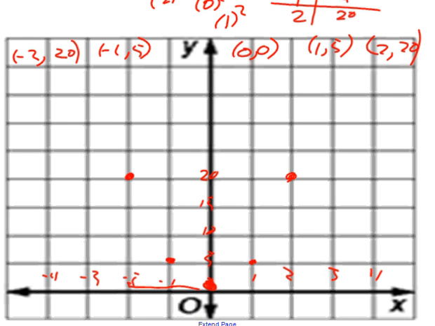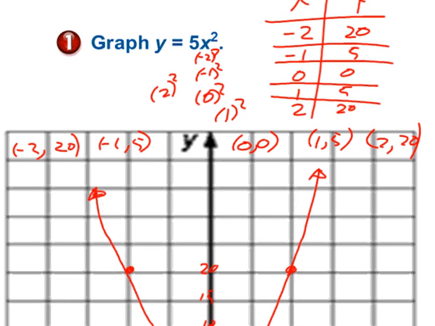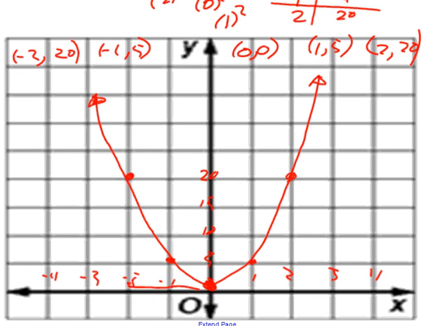So if I connect this graph with a smooth line, it would look something like that. And of course, it would continue on in both directions. All right, so that would be the graph of y equals 5x squared.